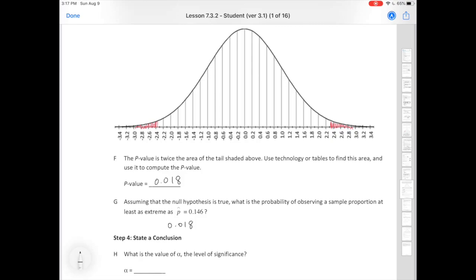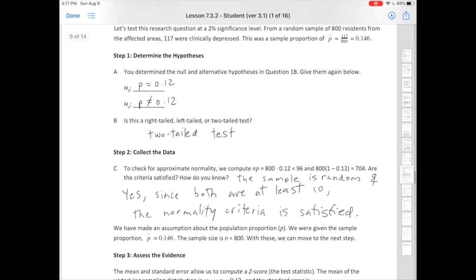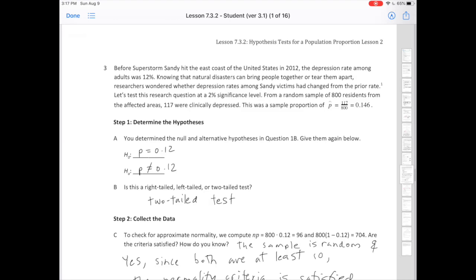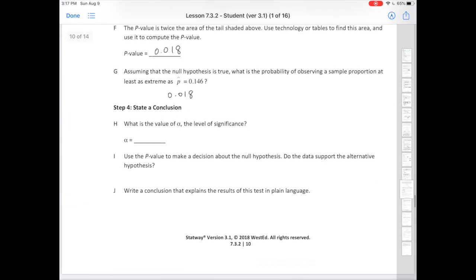Okay, so what was the significance level? Let's go ahead and look at the problem from the beginning again. In the original problem, it says we want to answer this question with a 2% significance level. Okay, so that is going to be our alpha. So let's come back here. Our alpha is 0.02.